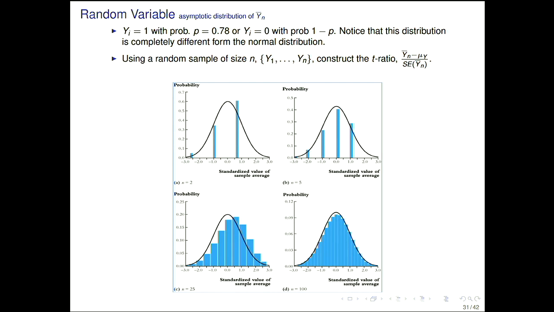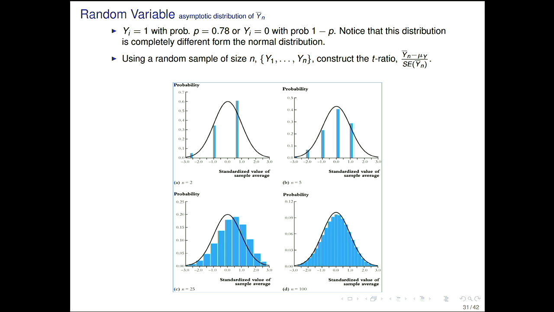So here we have an example. Let's say we have a random variable. It takes value 1 with probability 0.78, and it takes value 0 with the other probability 0.22. So this is a binary random variable, but the probability is different from 1/2. This is different from the experiment of tossing a coin. It takes value 1 with larger probability, and 0 with smaller probability.